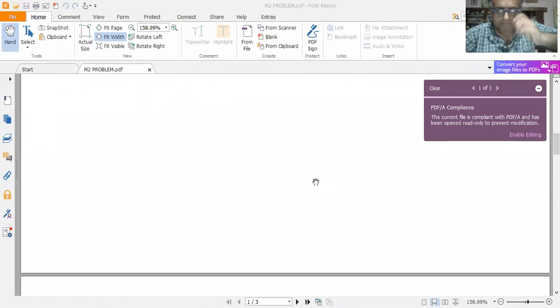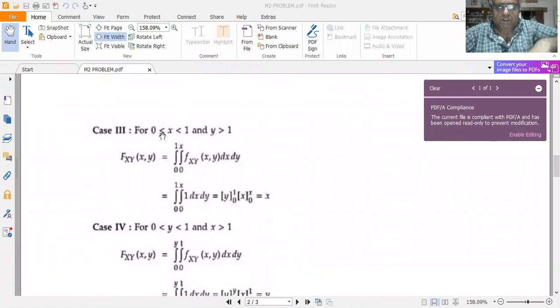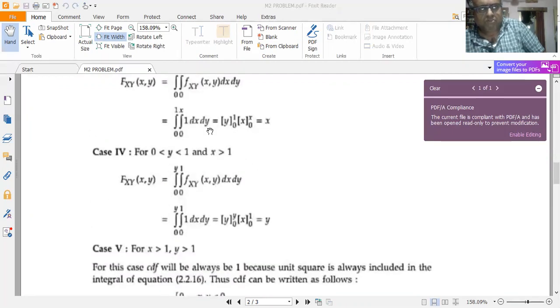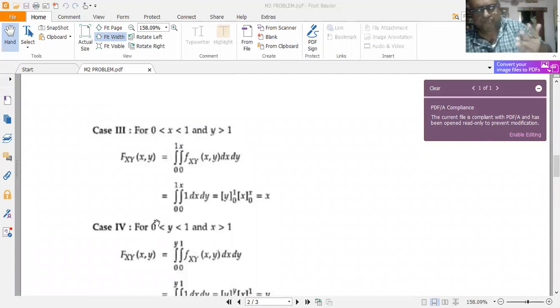Next, we shall go to case 3. This is for 0 less than x less than 1 and y greater than 1. So F_XY(x, y) in this case is equal to the integral 0 to 1, integral 0 to x of f_XY(x, y) dx dy. So this is equal to the integral 0 to 1, integral 0 to x of 1 dx dy, which is equal to y with limit 0 to 1 and x with limit 0 to x. So I get 1 into x, equal to x. Next, how do we arrange it? This follows from our double integral concept which we would have studied in M1, M2, in the first and second semester.